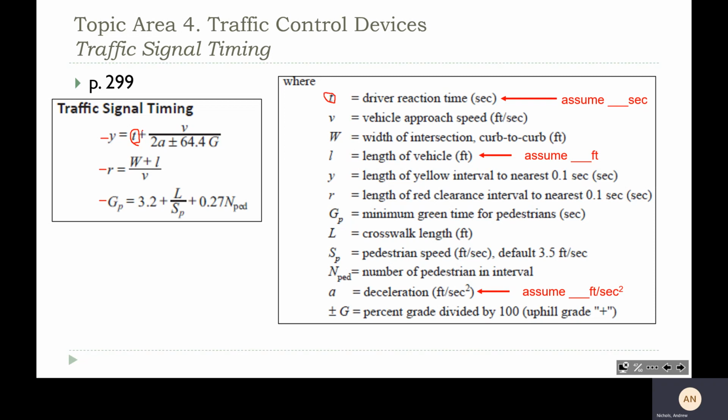Would it be greater or less than the reaction time driving on the open road, possibly looking for a deer or something to jump out in front of you? Should be less because as you're approaching the signal, you should be anticipating that it's going to change. So it was 2.5 before, for signal timing purposes, it's 1 second. We also have L, which is the assumed length of vehicle in absence of any other information. We always assume 20 feet. And then we have deceleration showing up again. Same as what we use for stopping sight distance, we use 11.2 feet per second squared.